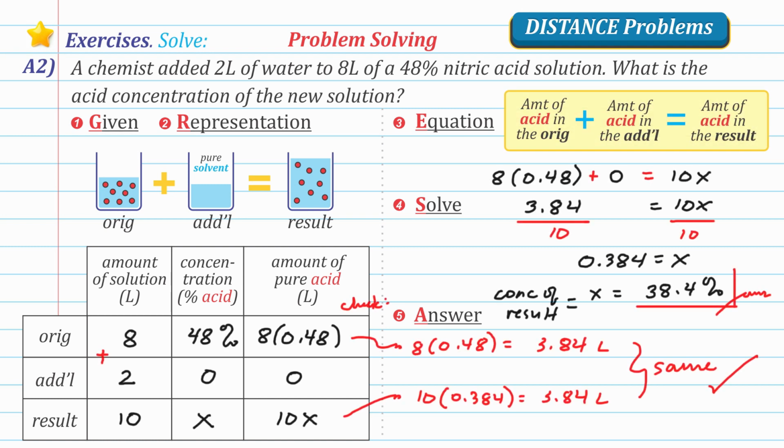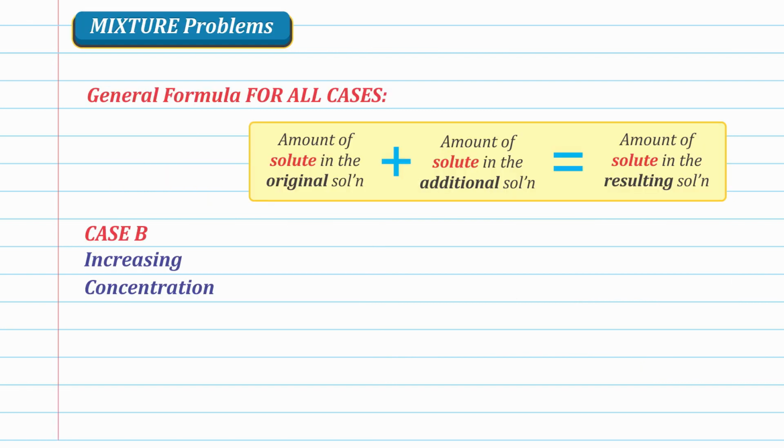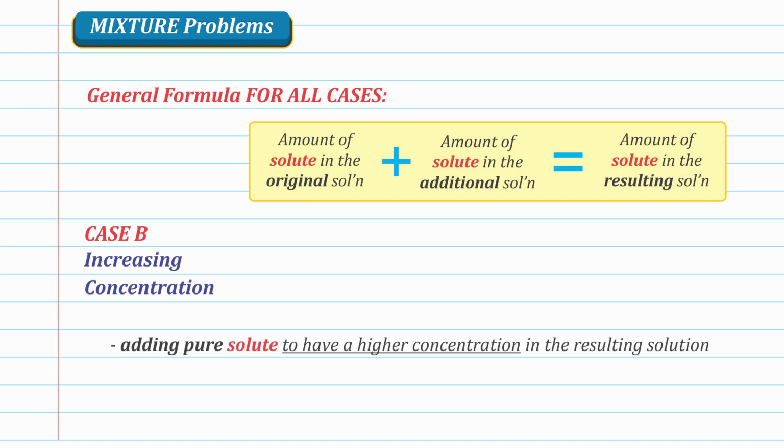Here's the answer with solutions. Did you get this? You can pause this video to check your answer. If case A involves lowering concentrations, case B involves increasing concentrations. This usually involves adding pure solute to have a higher concentration in the resulting solution.